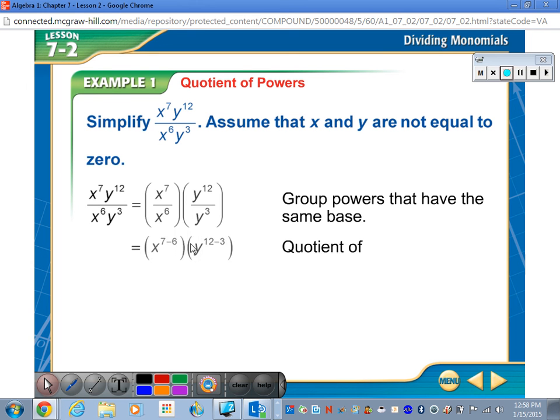So now what you do here is you're going to subtract. Remember, we're dividing. The bases are the same, so we are subtracting our exponents. Here you have 7 minus 6, and then here you have 12 minus 3. That's the quotient of powers rule. So 7 minus 6 is 1. Remember, we don't write the 1. We know it's 1 if we don't write another number. And then 12 minus 3 is 9. So it's simplified, and there's your answer. So this simplifies to this. Okay, moving on.